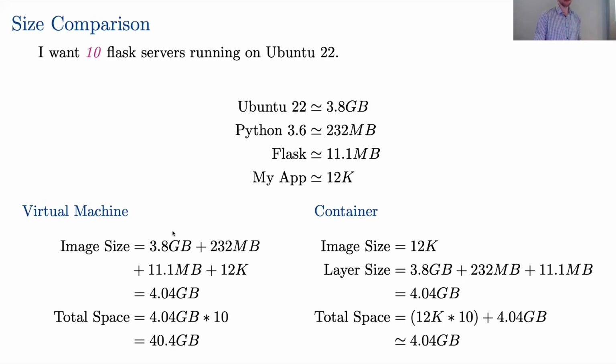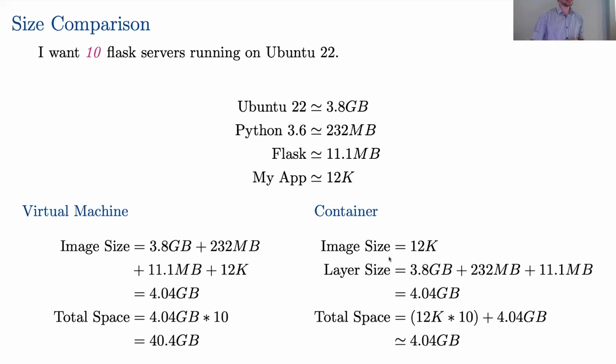With a virtual machine, we're going to have each of these added together to be the total image size of about 4 gigabytes. So this has Ubuntu, this has Python, this is Flask, this is our application. If I want to run 10 of these, I'm going to have to make 10 copies of this whole image because this is going to be running fully isolated. It's not going to share any files between the virtual machines.